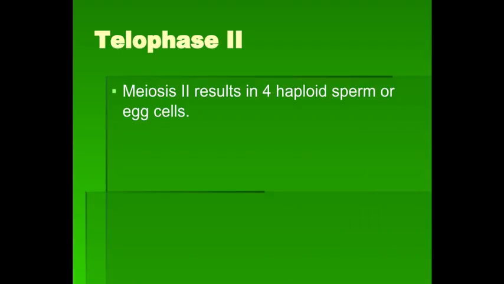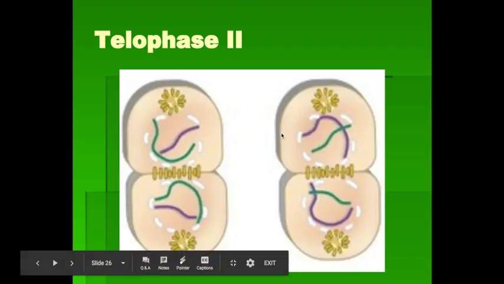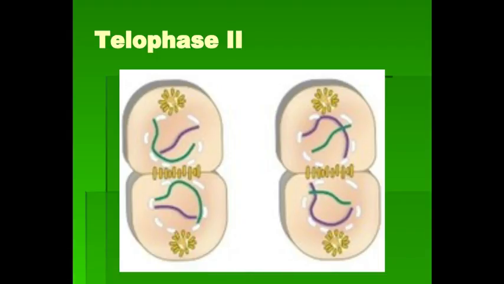And then finally, we go into telophase 2. With telophase 2, meiosis 2 is going to result in 4 haploid sperm or egg cells. So now at the end of meiosis 2, we are going to have 4 unique haploid cells. We see here that we have these cells, and they are nearly to cytokinesis, where they will be their own complete unique cell.